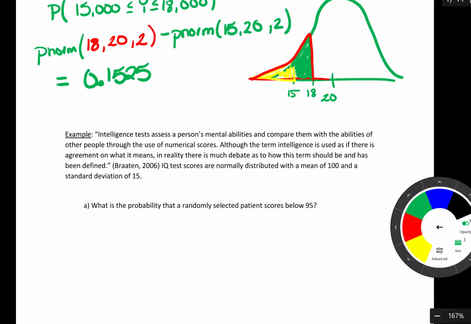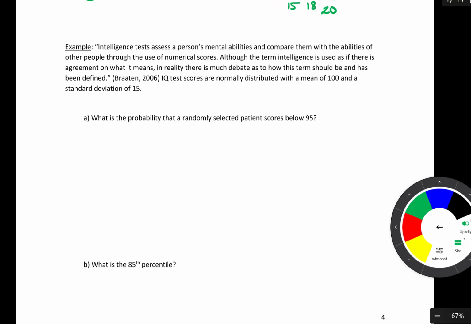Let's look at another example. Intelligence tests assess a person's mental abilities and compare them with the abilities of other people through the use of numeric scores. Although the term intelligence is used as if there is an agreement on what that means, in reality there is so much debate as to how this term should be and has been defined. So typically IQ scores are normally distributed with a mean of 100 and a standard deviation of 15. So we could ask, what is the probability that a randomly selected patient scores below a 95?